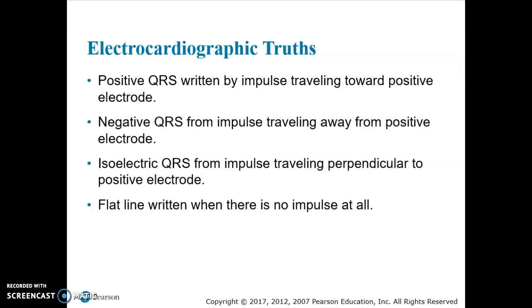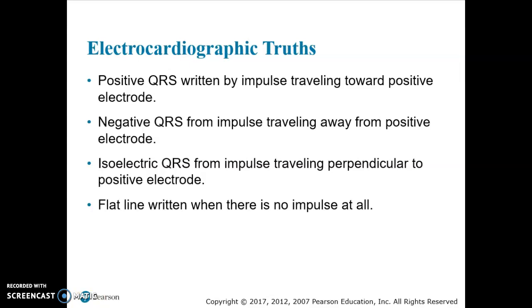Positive QRS complexes are written by impulses traveling toward the positive electrode. So a positive QRS complex means that it's pointing upward on the EKG. An electrical impulse traveling toward that positive electrode produces a positive QRS. The negative QRS comes from impulses traveling away from the positive pole, okay? So with negative QRSs, they're traveling away. Impulses traveling away from the positive, or toward a negative, electrode write a negative, or downward, deflection of the QRS on the EKG strip.